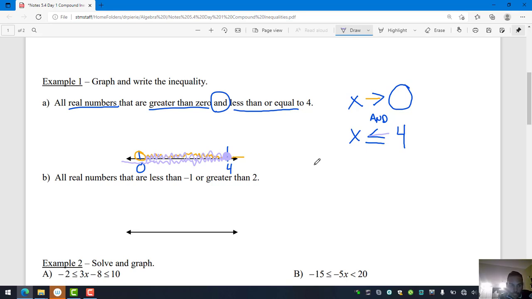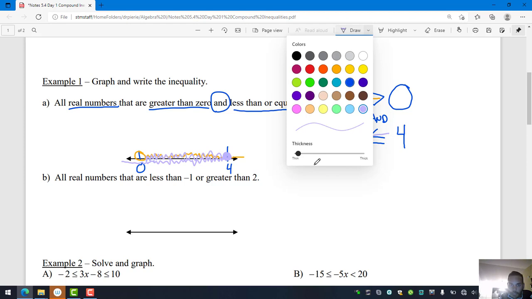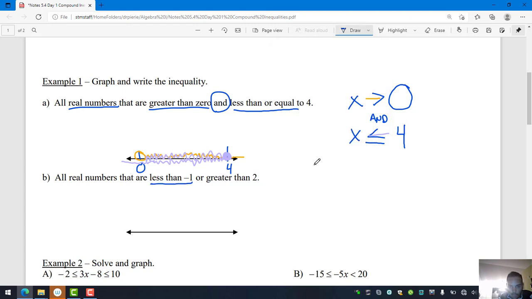Okay, for example B, we're looking for all real numbers that are less than -1 or greater than 2. Okay, so let's break down that statement into its pieces. We're looking for the interval where all real numbers are less than -1 or greater than 2. Okay, let's use x once again. The first thing I see here is x needs to be less than -1.